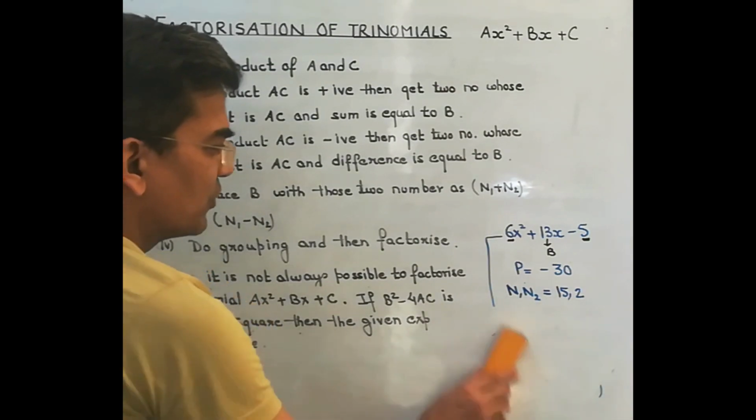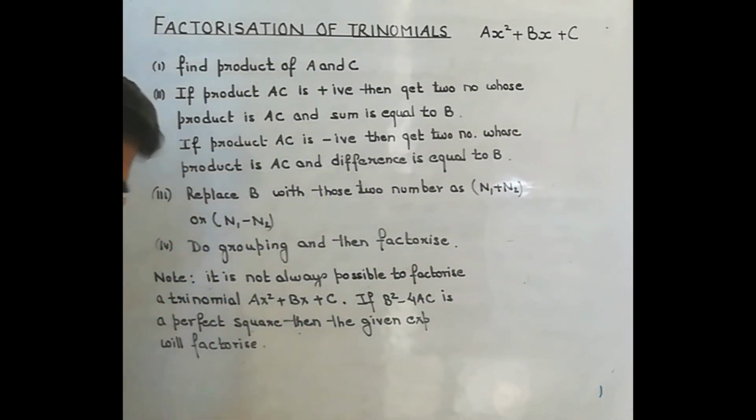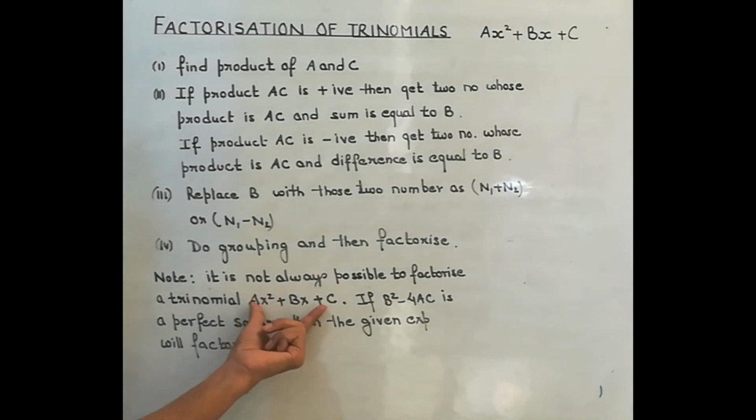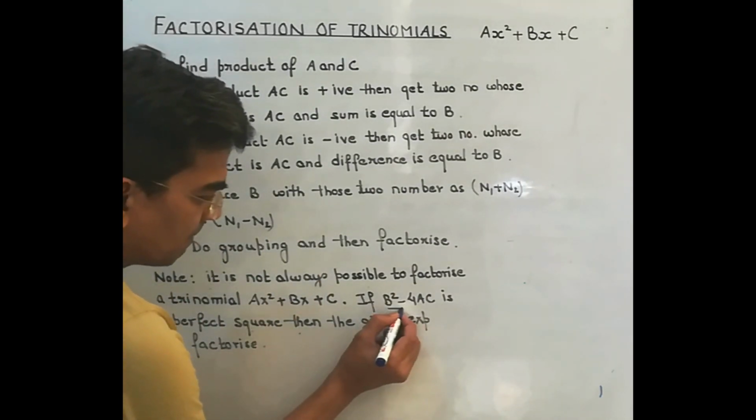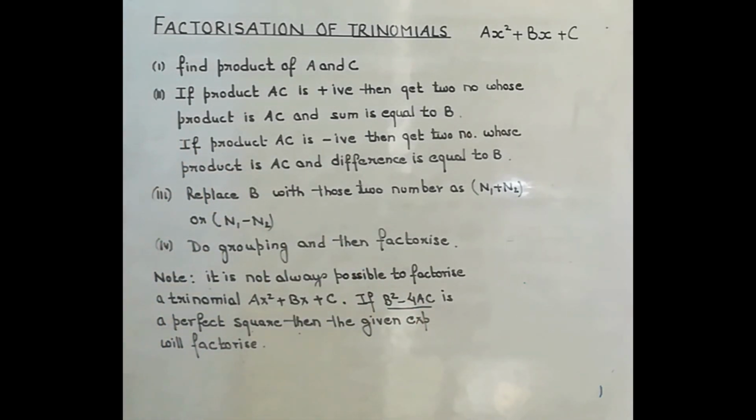The one thing more that I want to tell you, in some of the questions they may give you a trinomial, but it won't be possible to factorize the trinomial by this method. So how to come to know whether the trinomial can be factorized or not? For that there is a simple rule. You find b square minus 4ac, and if it comes out to be a perfect square, then we will be sure that the expression given to us can be factorized.